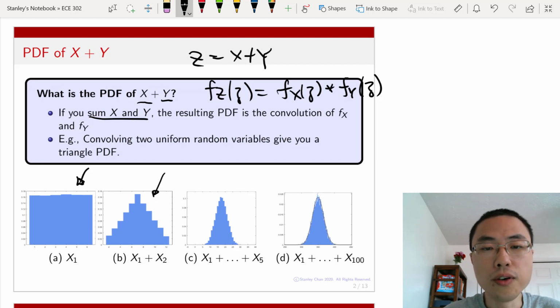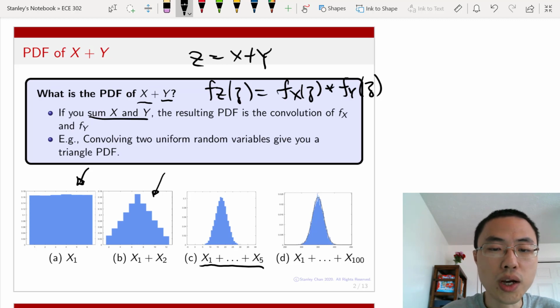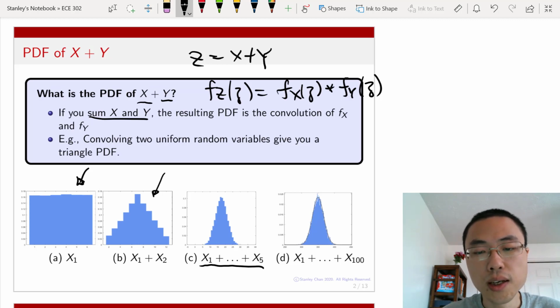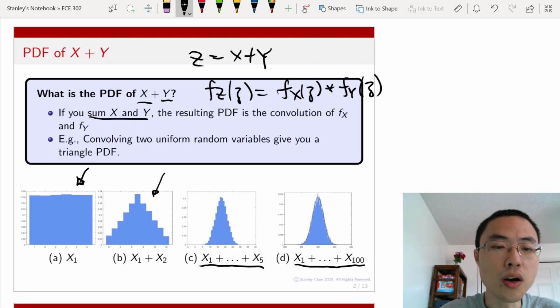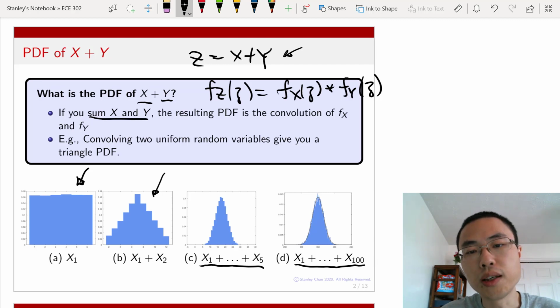Now, if you convolve multiple times, that is, you sum more and more random variables, for example, in this case you're summing 5 random variables, then the convolution will gradually turn it into something. As you increase the number of random variables, we notice that it is converging to a Gaussian. This is called the central limit theorem, which we will talk about later. However, the main thing here is that if you sum two random variables, it is not summing the individual PDFs. The PDFs will be convolved.